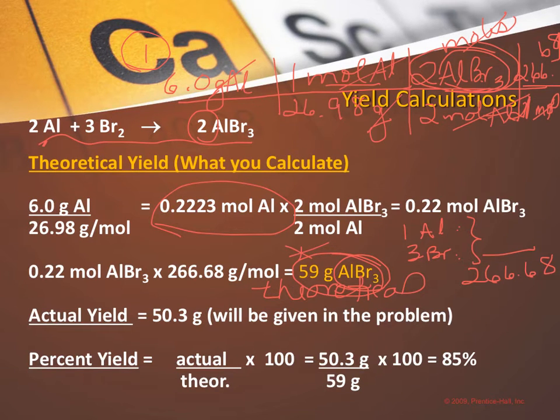Okay, so the actual yield, as I said, is always given to you in the problem, and they said it was 50.3. The actual yield should always be less than the theoretical yield. Remember I said they're always competing reactions, or it doesn't go to completion? So your percent yield should always be less than 100. If it's more than 100, you probably did the calculation upside down. So to get percent yield, put the smaller number on top, actual yield on top, theoretical yield on bottom, multiply by 100, and in this case, the percent yield is 85%.